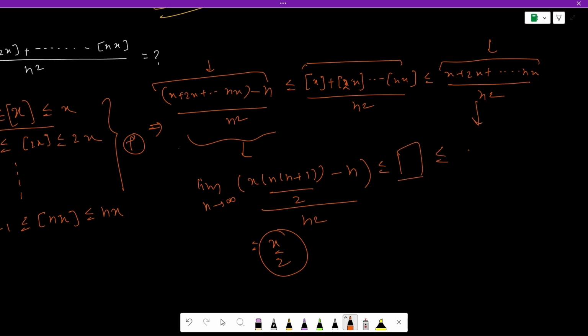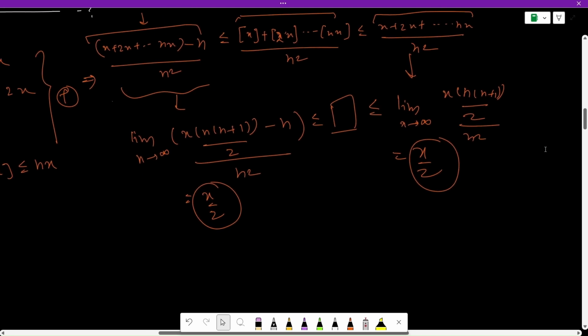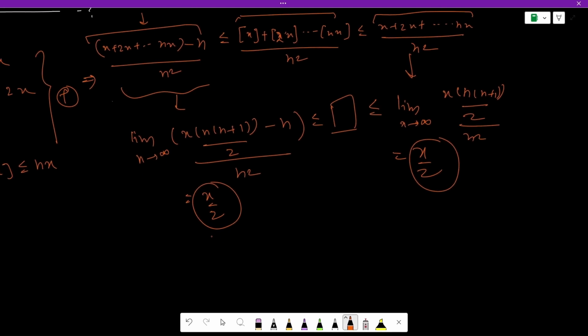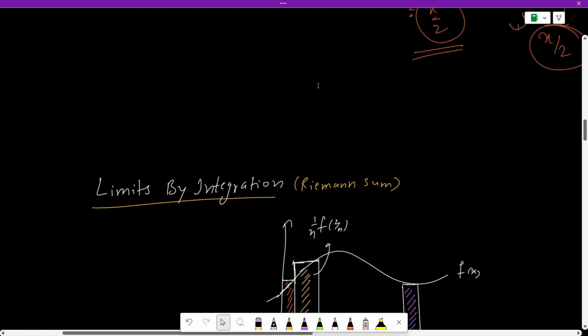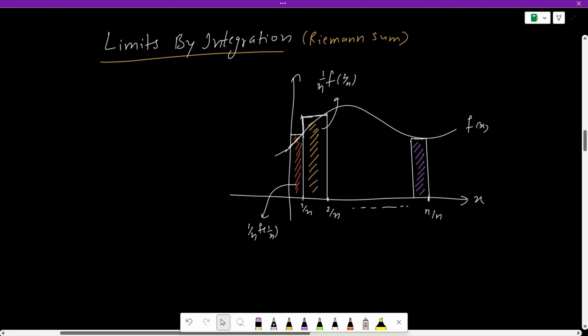And let's take the limit here also. Limit n tends to infinity of x into (n plus 1) by 2, divided by n square. So this is also equal to x by 2. So now you can see that the lower and the upper both have limit x by 2. So this is only possible if the required value is equal to x by 2. So this is the answer, right? Now let's see what is Riemann sum.